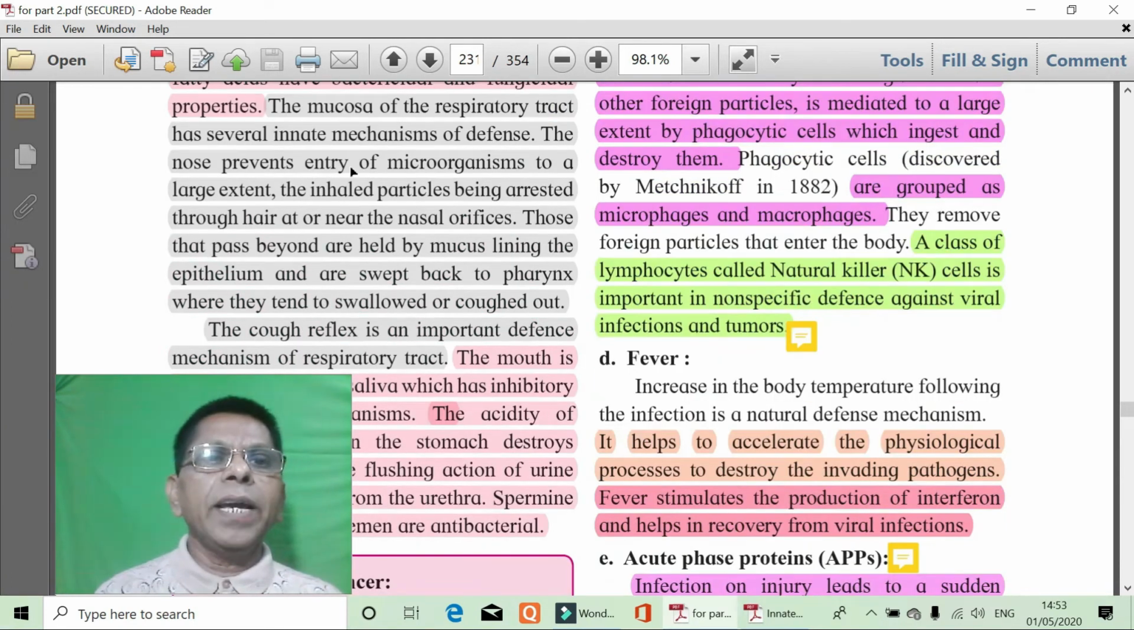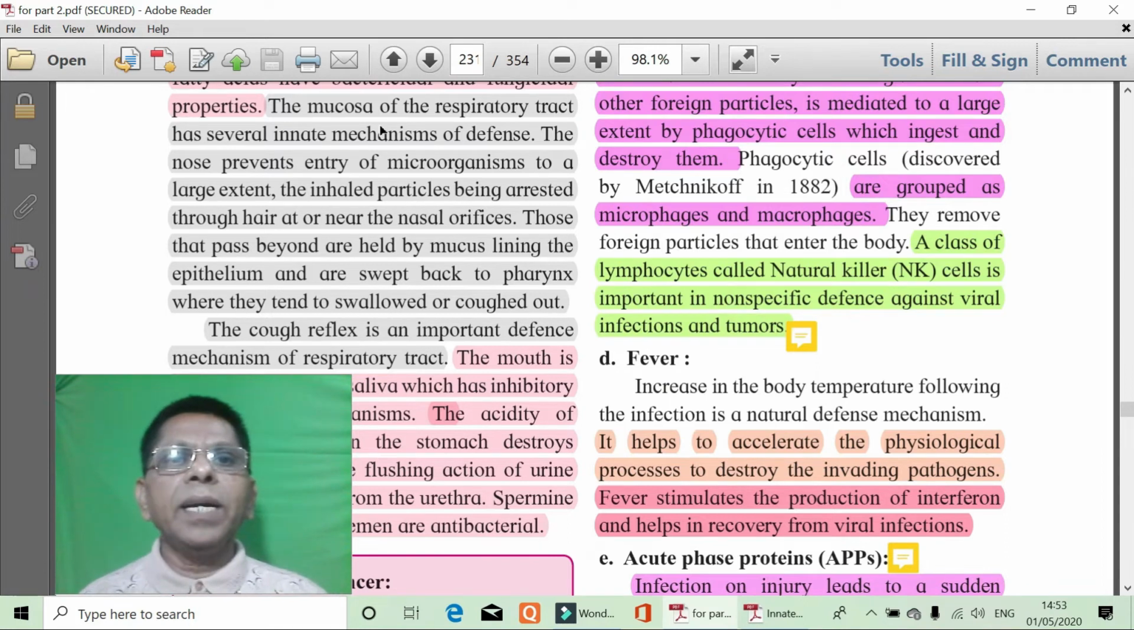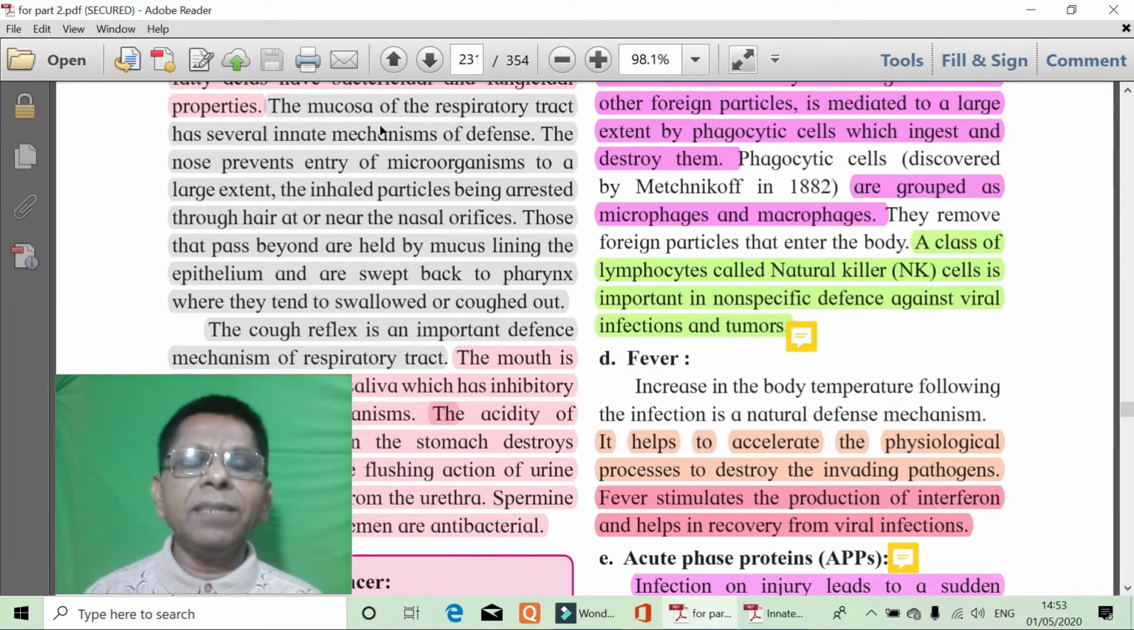Now here you will find the mucosa of the respiratory tract has been explained. See, the mucosa of the respiratory tract has several innate mechanisms of defense. The nose prevents entry of microorganisms to a large extent. The inhaled particles are arrested by the hair at or near the nasal orifices.